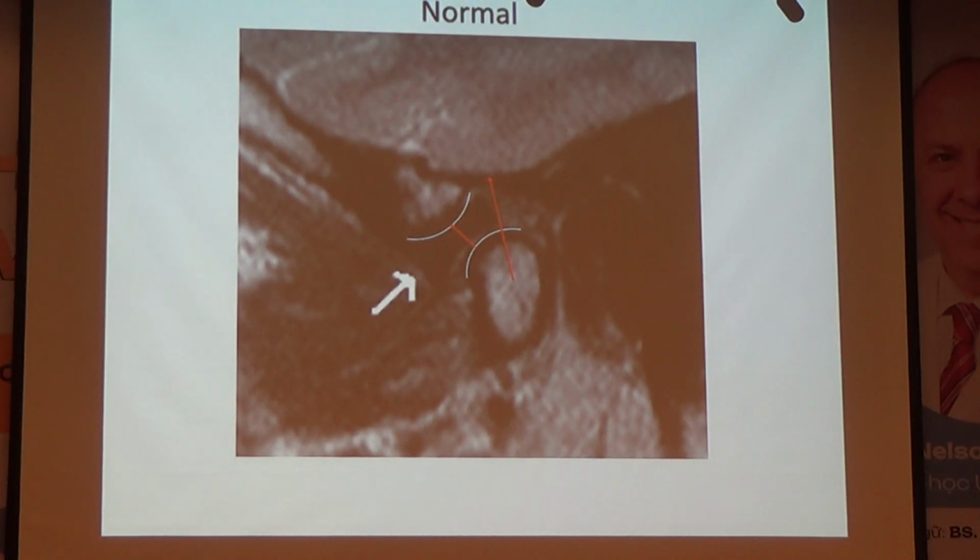So if the patient's losing the disc or not, I don't know. We need three positions. Bite close, medium aperture, and maximum aperture. Okay? Maximum open.